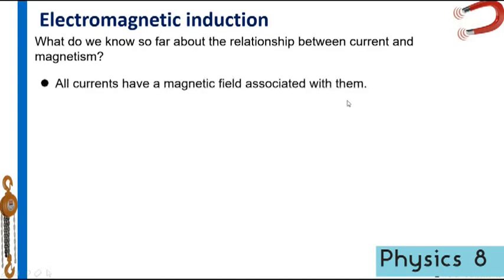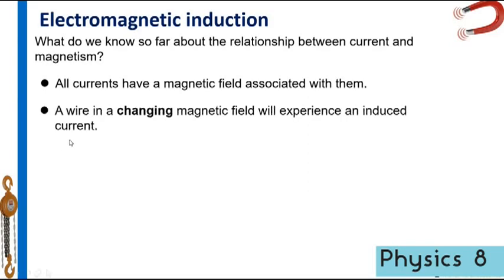Now, in order to understand electromagnetic induction, you need to recap the relationship between current and magnetism. And in order to do that, let's just have a look at a few points. We know that all currents have a magnetic field associated with them. In other words, if you were to allow current to flow through a wire, then that wire would generate a magnetic field around it.